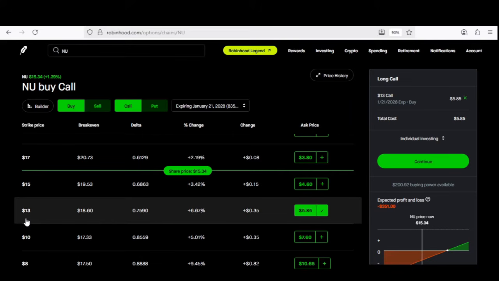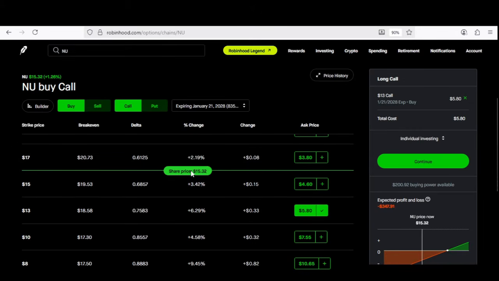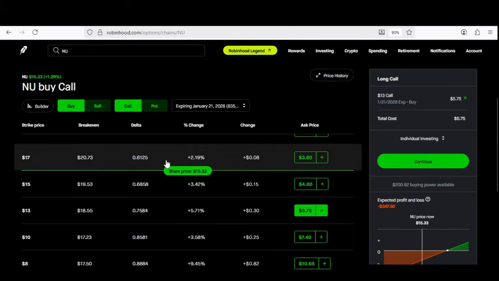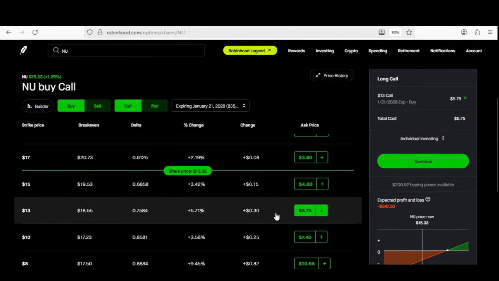Now, how do you make money with this option strategy? Well, it's quite simple. You need this share price to keep appreciating in value. You do have 835 days, or almost 2.5 years, for this share price to appreciate. Once that happens, your entire option is going to appreciate in value as well, and that's how you're going to make money.